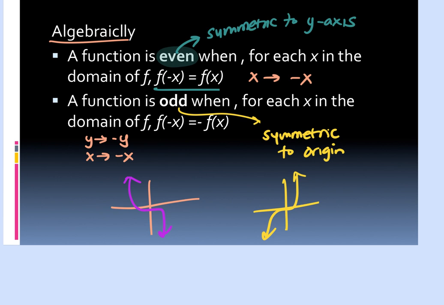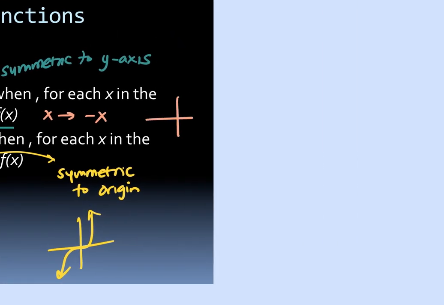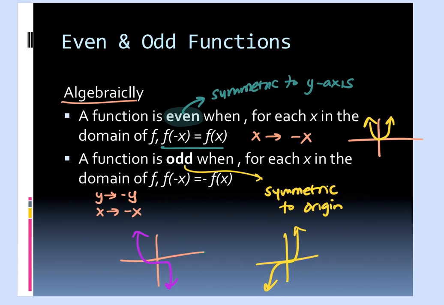You will not be forced to do the algebraic test. If you have the graph and you can identify it from your graph, that's enough information, okay? Even, symmetric to the y, so something like a parabola would be symmetric to the y-axis, so that's going to be even. And odd, symmetric to the origin. Questions so far?